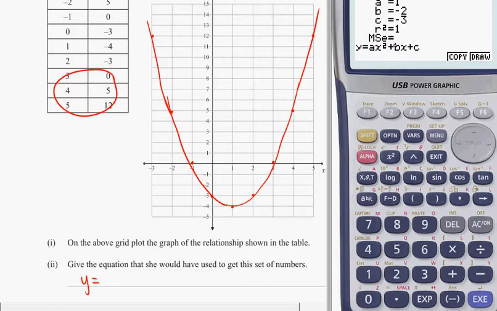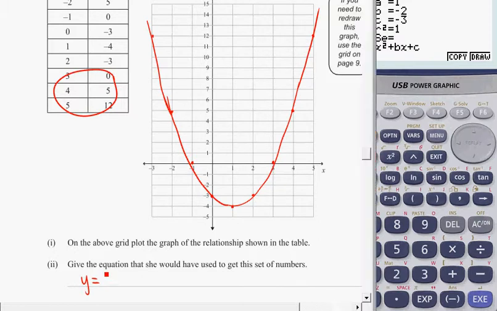So we get y equals ax squared plus bx plus c. A is 1, 1x squared, b is negative 2, and c is negative 3. x squared minus 2x minus 3, which is fine. I'll also work through it by hand, for those of us that want to try it by hand. You could use the vertex method or the y-intercept method.